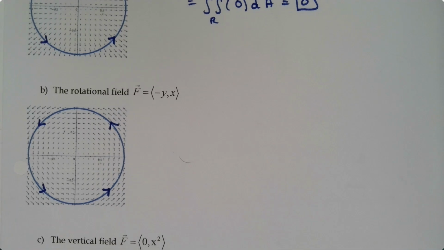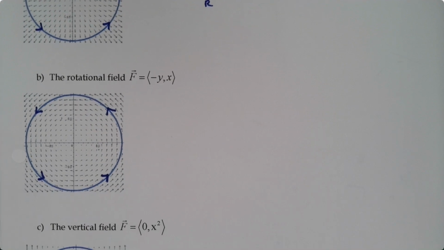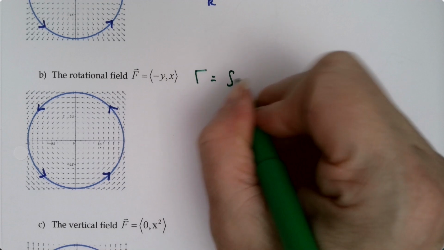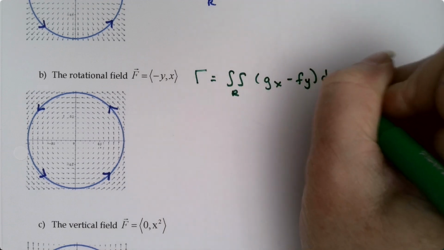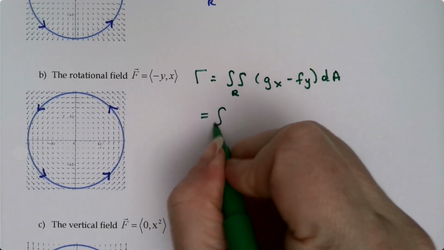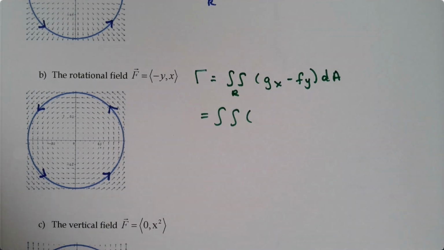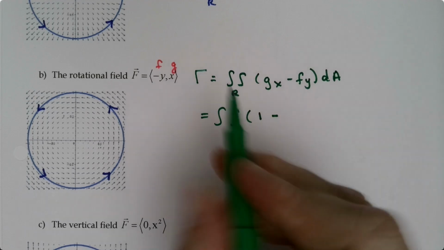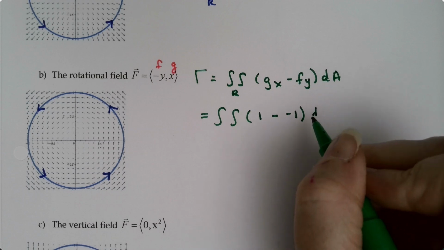All right. Now, what about if it's a rotational vector field? Well, that's not going to be as easy. Okay, so the rotational vector field, let's see here. We have circulation is equal to the double integral of g sub x minus f sub y dA. Let's see if it becomes 0 like it did on the last one. G sub x, so this is now f, and this is now g. G sub x is actually 1 minus f sub y is negative 1. So that's going to be 2.